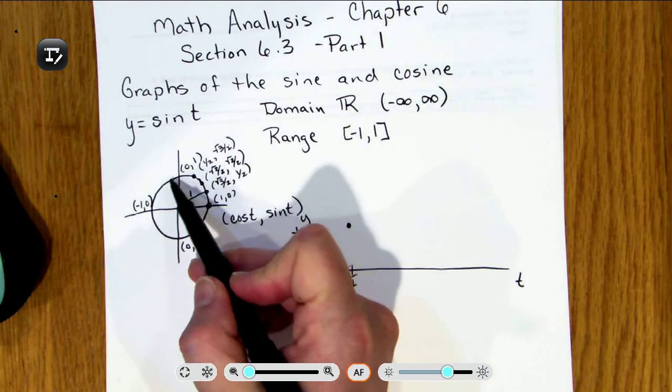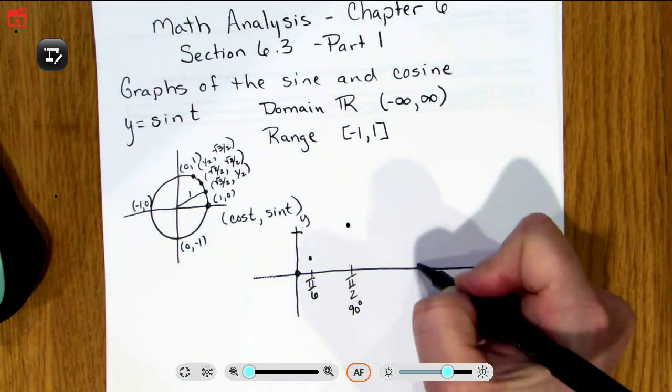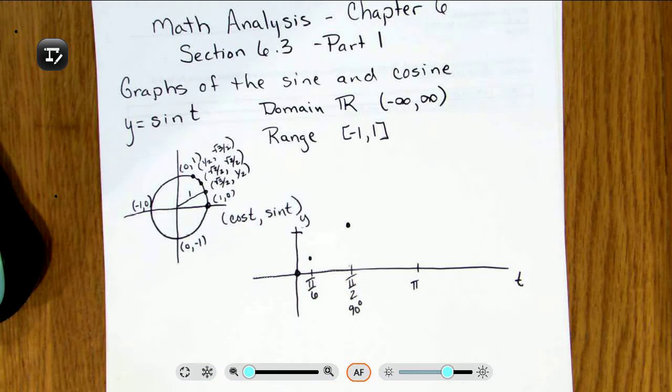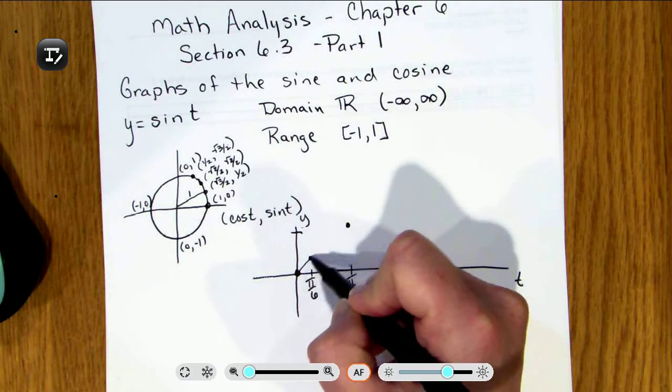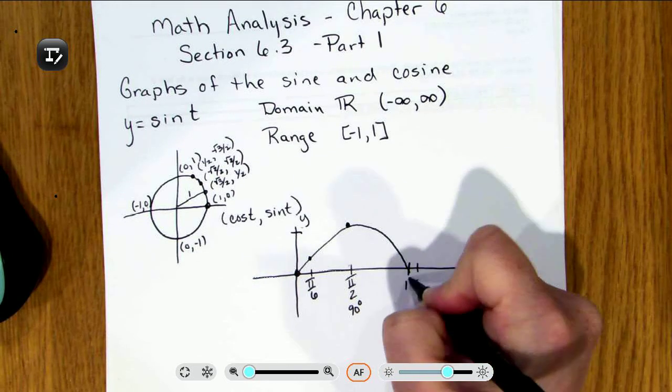As I start down this side, I'm going to be going back down these values. And when I get to pi, I'd be back at 0. So there's my sine curve. It's going to look nice and symmetric, and it's not going to look pretty because I'm not good at graphing. So I'll move my pi.